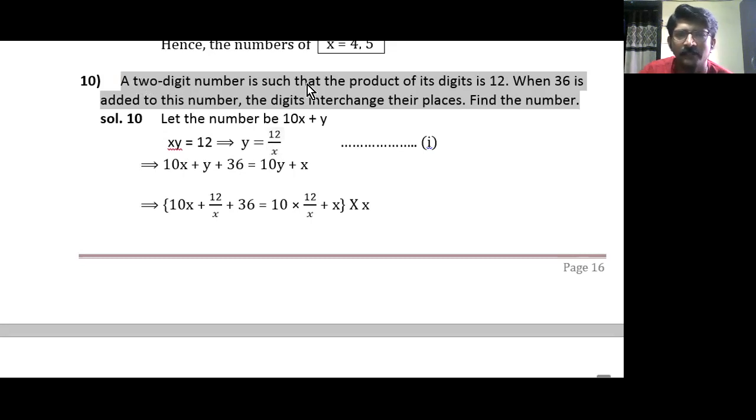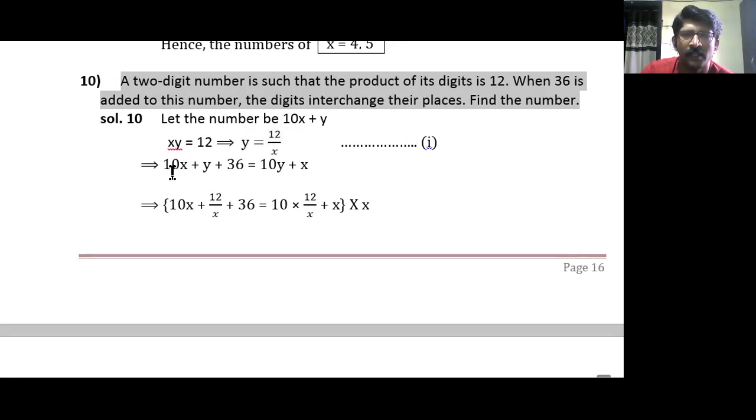Because here the product is given, so I'll have to use two variables. Or else this is unit and tens digit. But I don't want two variables. I want everything in one variable, isn't it? So from here, we can get rid of the second variable y.